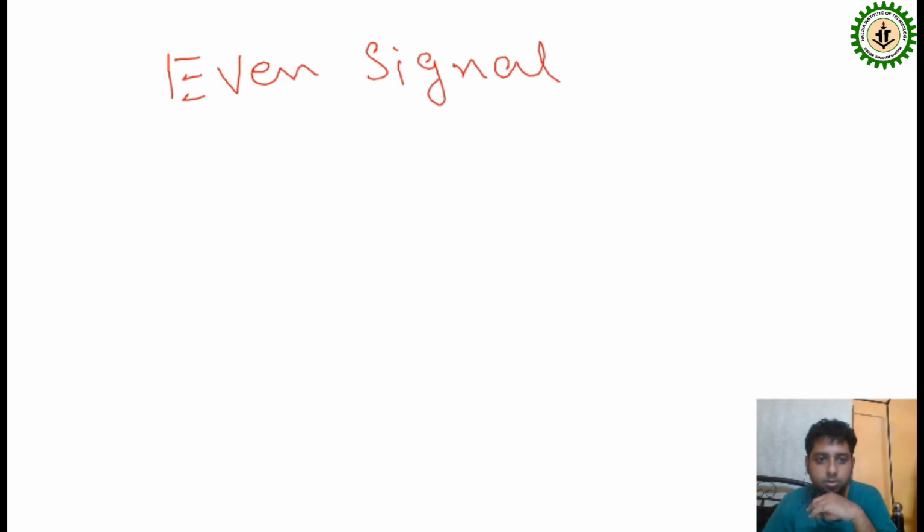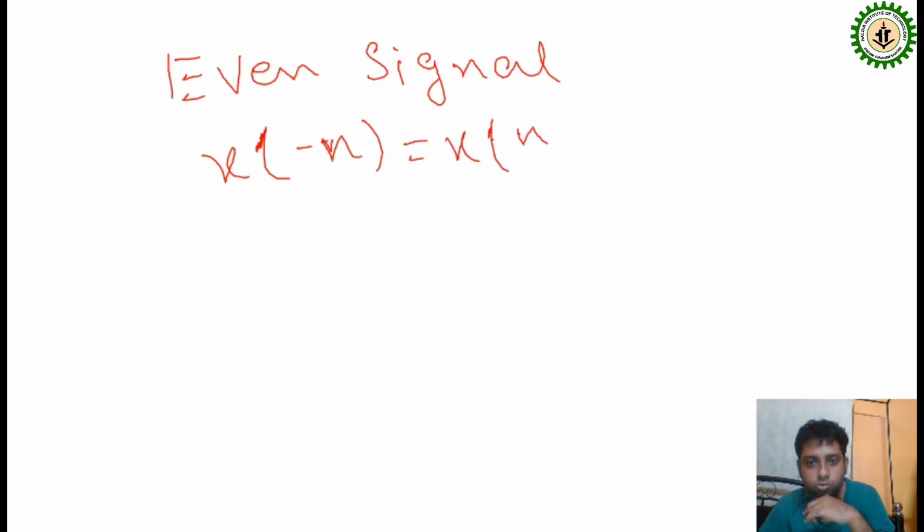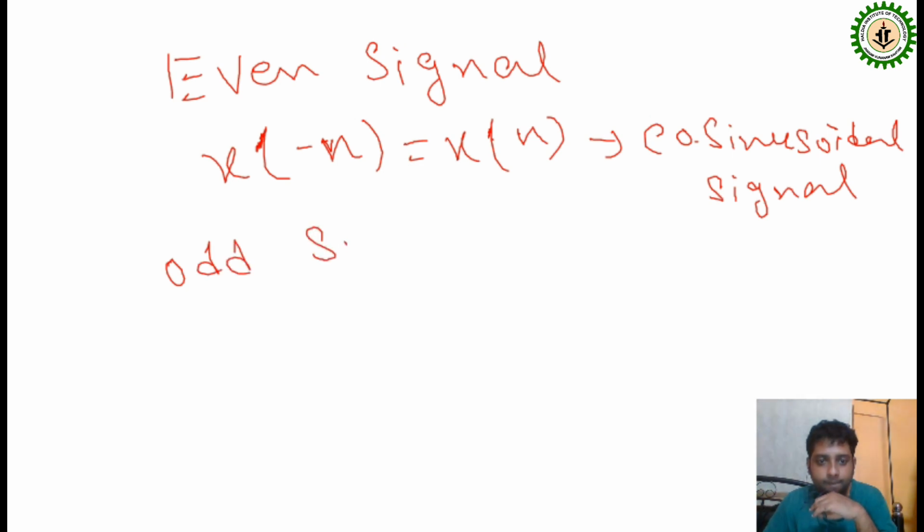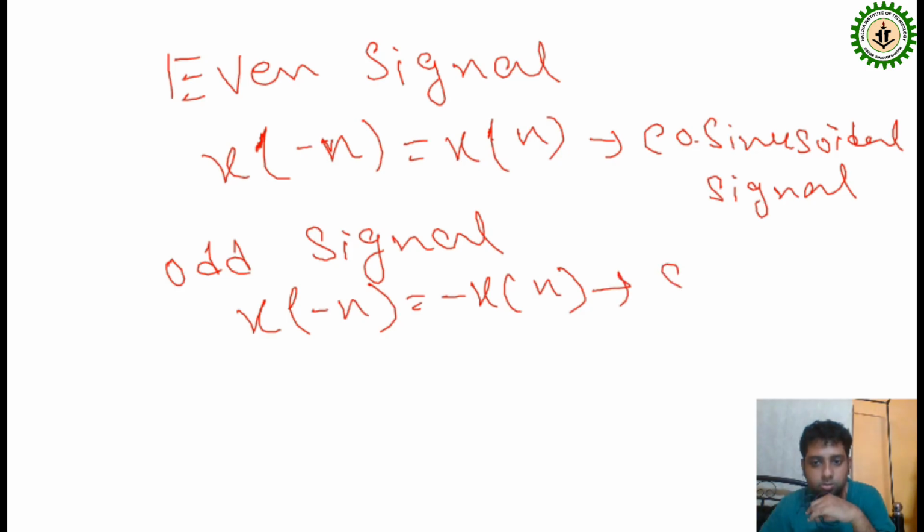Even signal and odd signal. So we know that for an even signal we write x[-n] is equal to x[n], that is the cosinusoidal signal. And an odd signal is x[-n] is equal to minus x[n], that is the sinusoidal signal.